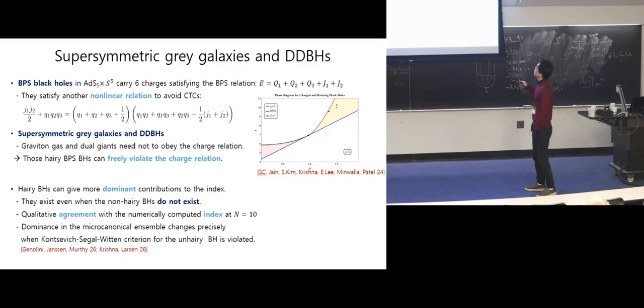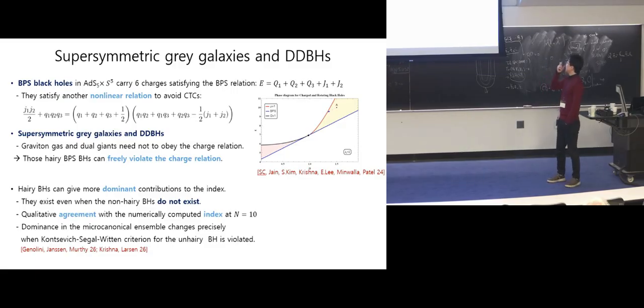So in summary, the BPS black holes have this nonlinear charge relation, but we constructed the supersymmetric gray galaxies and dual-dressed black holes. The nice thing about these hairy black holes is that since this hair need not obey the charge relation, those hairy black holes can freely violate the charge relation. So now we do have all supersymmetric black holes entirely filling this BPS surface.